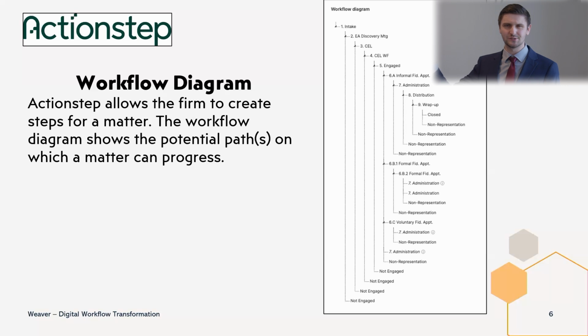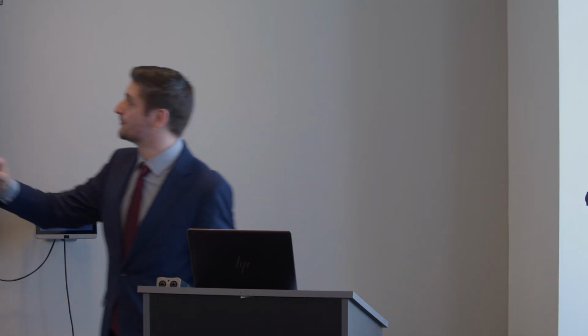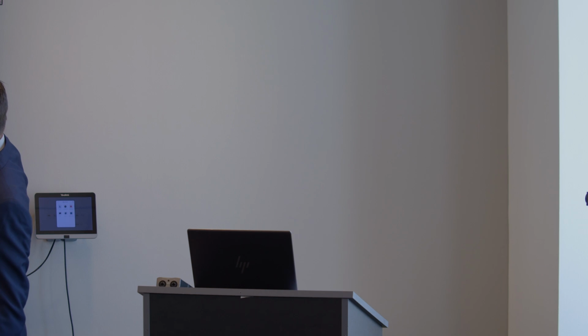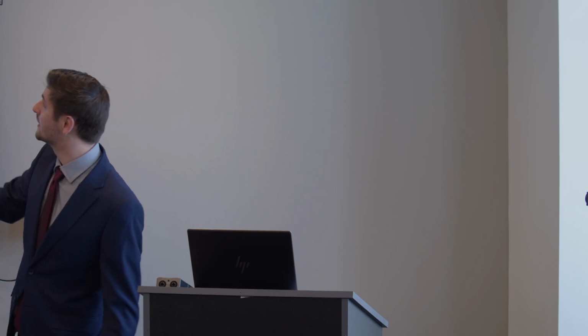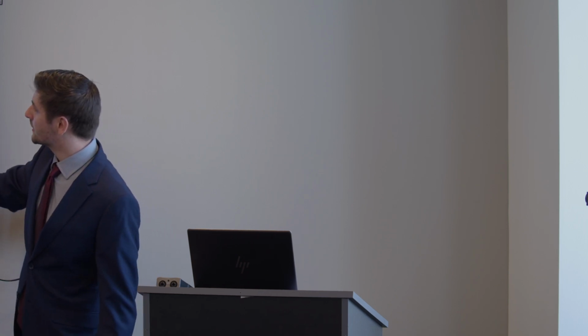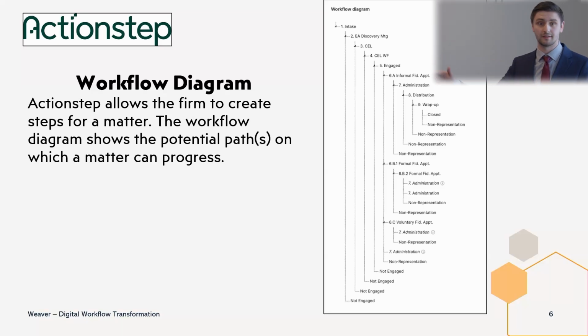I think at the beginning there were roughly four steps that were bing, bing, bing, and done. Now we even have a little bit of a tree that you can work through, so you get the intake process up into engaged, and then you can go to informal, formal, or voluntary, or directly into administration, just skipping step 6 altogether, and working its way through to wrap up. So this will be dependent on each matter, and it can go a different path. Actionstep does really well with that.